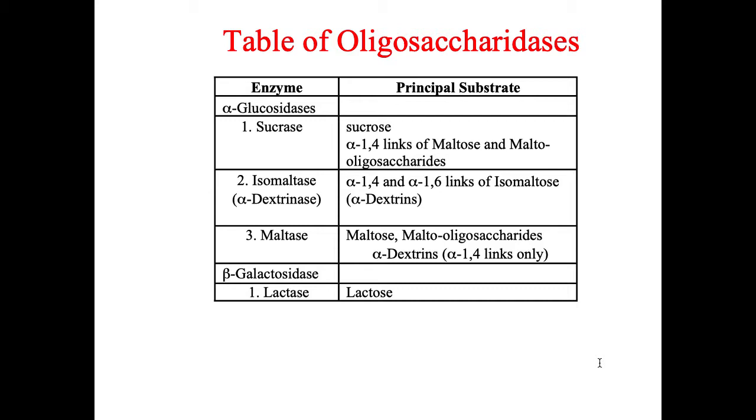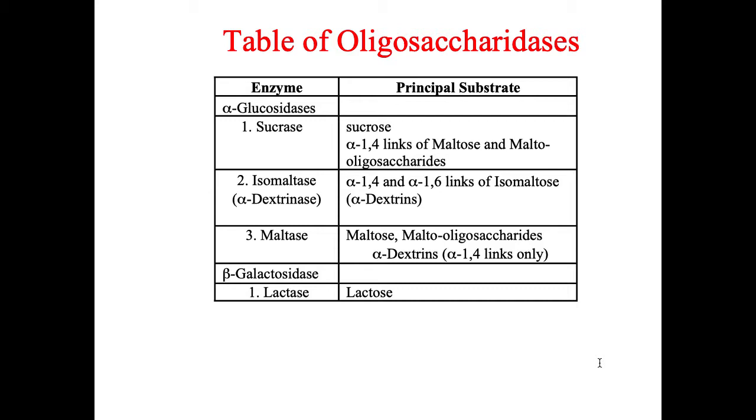And where are these enzymes? Brush border membrane. All these enzymes are on the brush border membrane and basically reach out into the lumen, and they wait for substrate. So they cleave their substrate, and then the monosaccharides that they generate are absorbed.